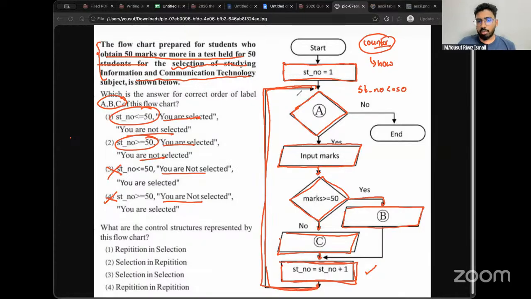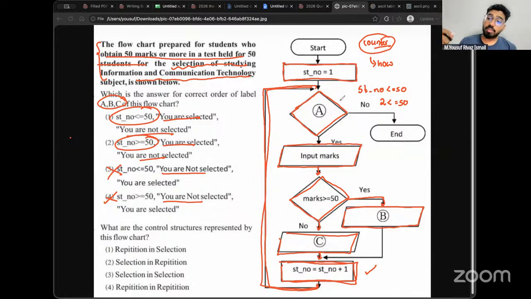Now, for example, let's say the first student we're going to check. We're going to ask, should we check the first student? Yes. Now, when the value of ST number becomes 2, we check, is 2 less than or equal to 50? Yes, we go. So this ST number variable is used for checking: should we check the second student? Is the third student inside the range? Is the fourth student inside the range?